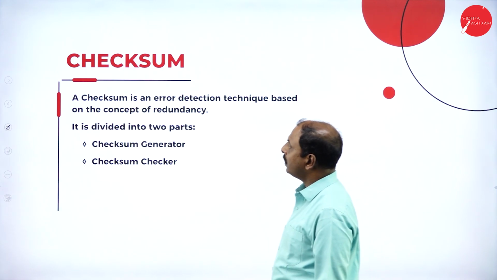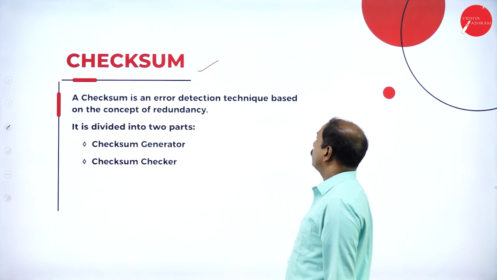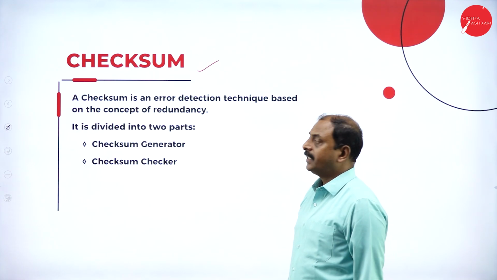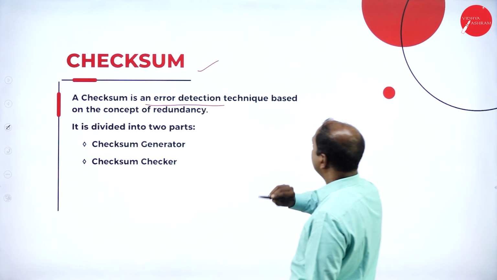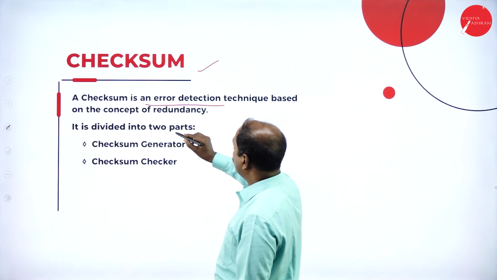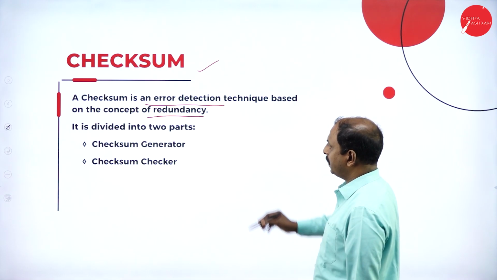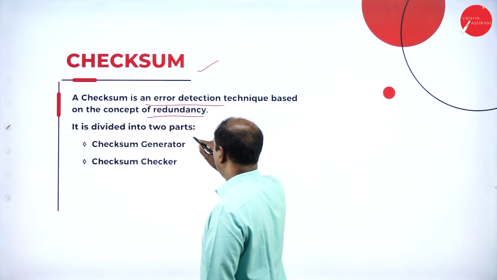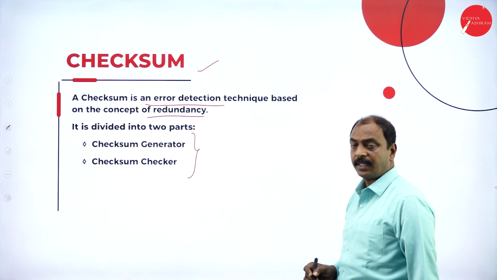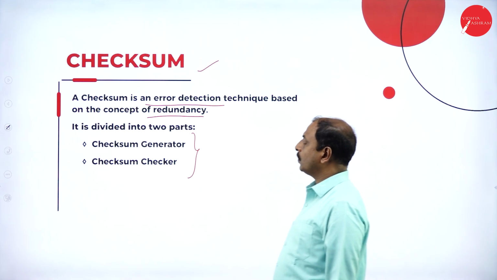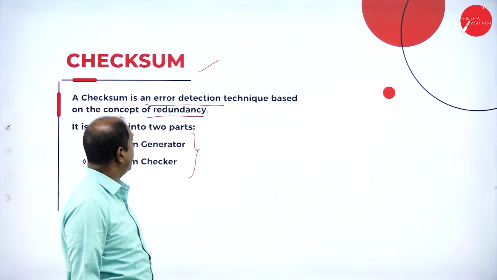Now let us go to the next method, which is called checksum. So what is checksum here? A checksum is another error detection method or technique based on the concept of redundancy. Now, what is the meaning? Here there are 2 parts: one is the checksum generator and the other is the checksum checker. So this is another method of error detection in data transmission over a network.